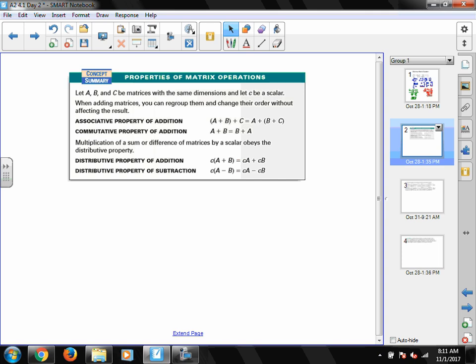Just like with real numbers, you can think of it as 3 plus 4 is 4 plus 3. So that is your commutative property of addition. And then as long as we are multiplying by a scalar, so little lowercase c down at the bottom here, we can still use our distributive property as it pertains to scalars.